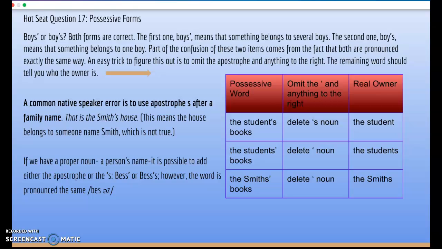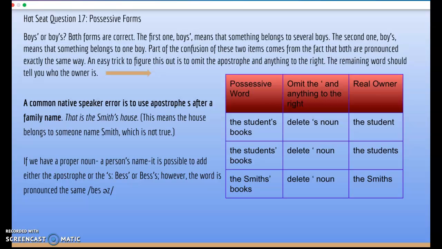Question 17, possessive forms. I know I always struggle with this and it's still confusing. Is it boys' or boy's? Boys apostrophe or boy apostrophe s? Well, both forms are correct. The first one, boys apostrophe, means that something belongs to several boys. The second one, boy apostrophe s, means that something belongs to one boy.